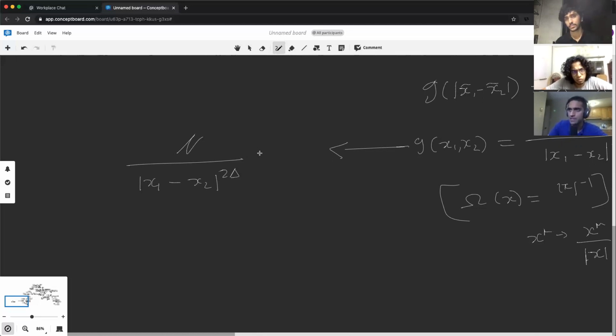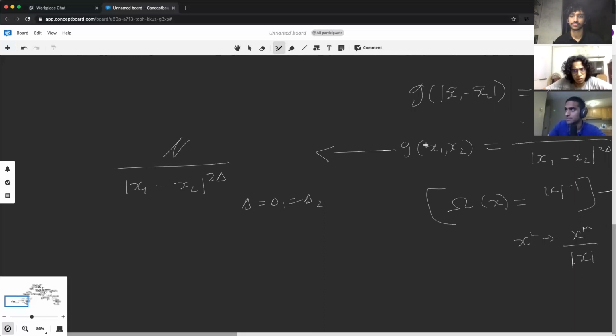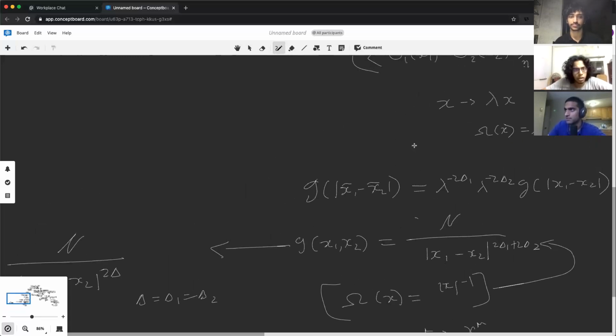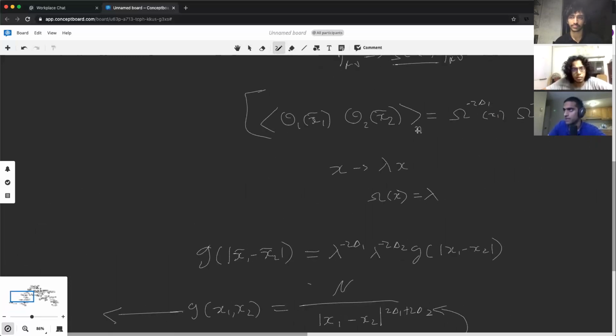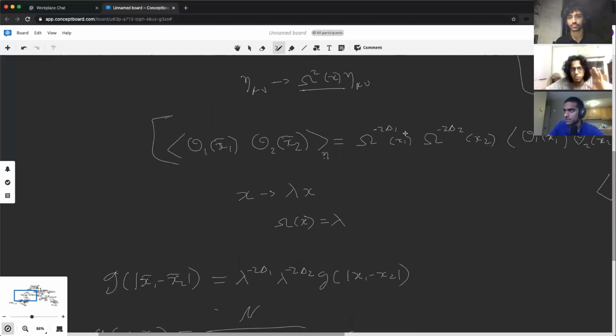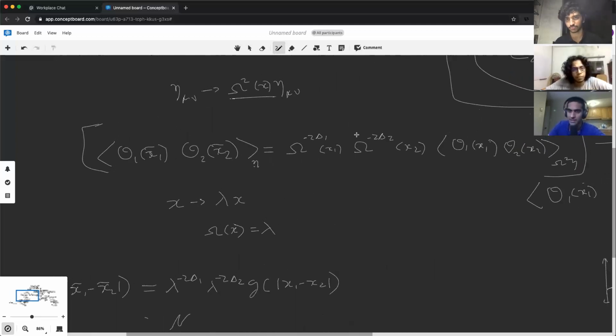So basically, delta equals delta 1, which equals delta 2. And otherwise, it's 0. Otherwise, it won't satisfy this condition above, with omega equals 1 over the modulus of x.